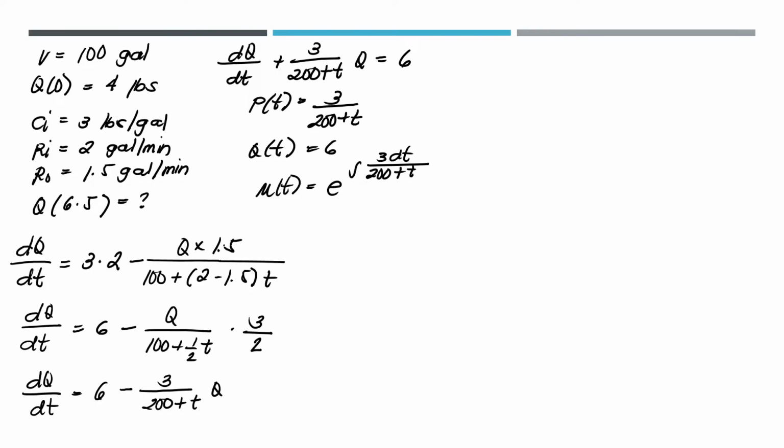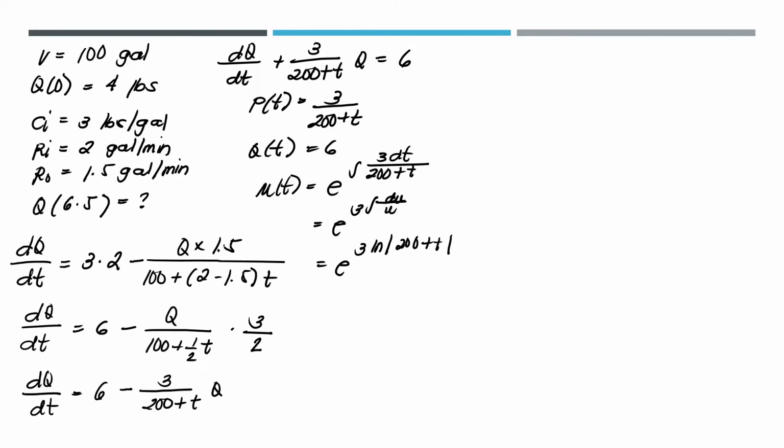Okay, so we all know that if we're going to use u na 200 plus t, ang differential nun ay dt na lang. No? So we already have dt here. So we have du over u. So we have e raised to 3 times the integral of du over u. So we'll have e raised to 3 times the natural logarithm of 200 plus t.